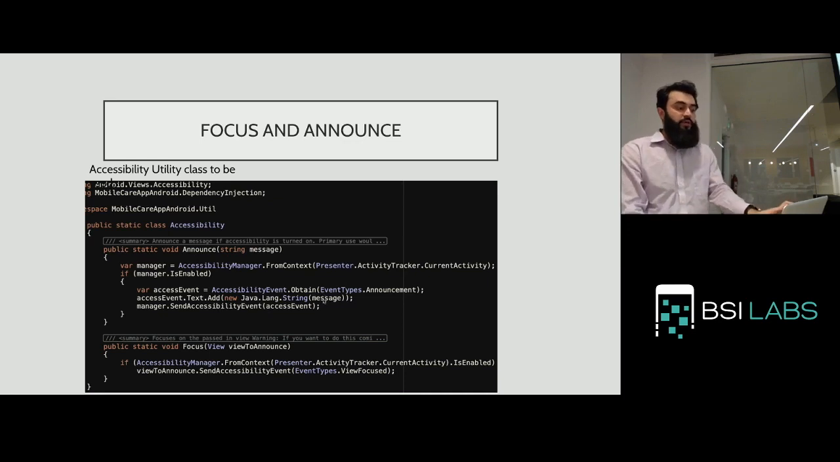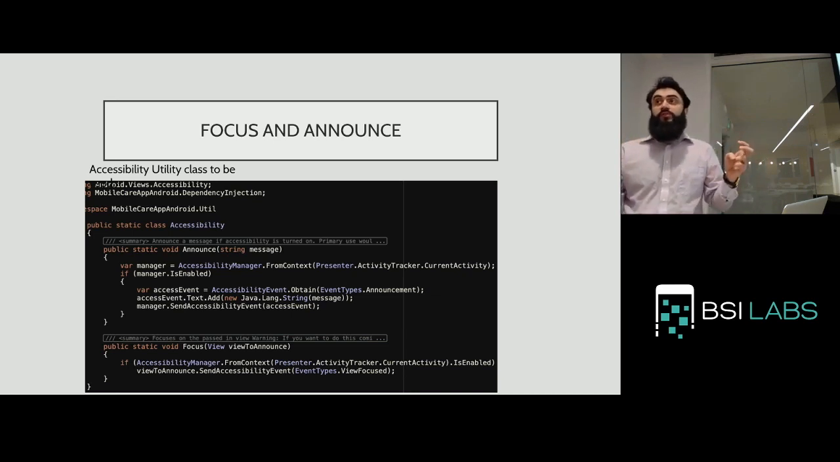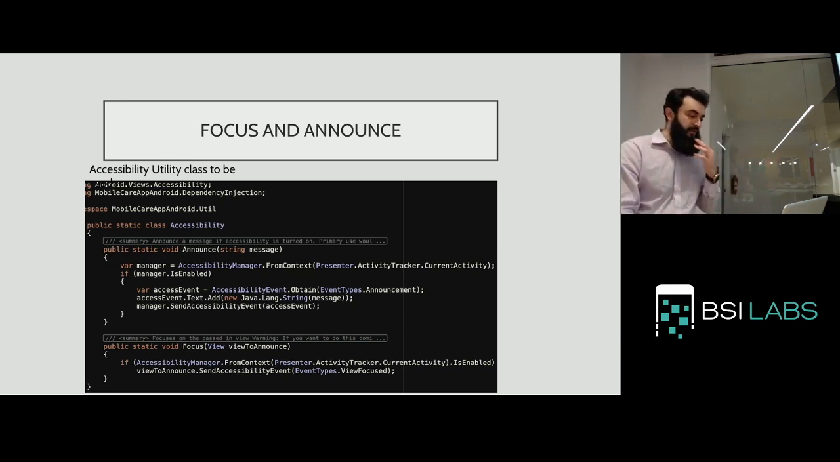We abstracted the announcement into a static class, a utility class essentially, and then focus. So basically you want to focus somewhere, because the focus and announcement are two separate activities. You can focus on something and it doesn't announce, and you can announce something and it doesn't focus. For example, if you go to a different screen and you want the user to know what screen they're going to, you can say announce, and then the billing page. Otherwise the user won't know that they're in the billing page now.